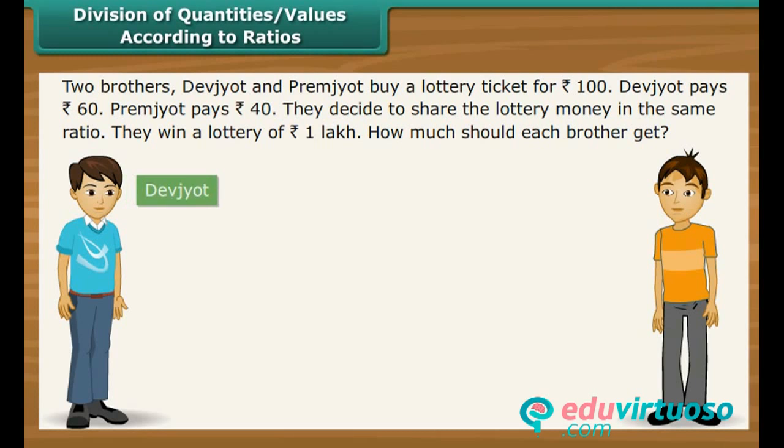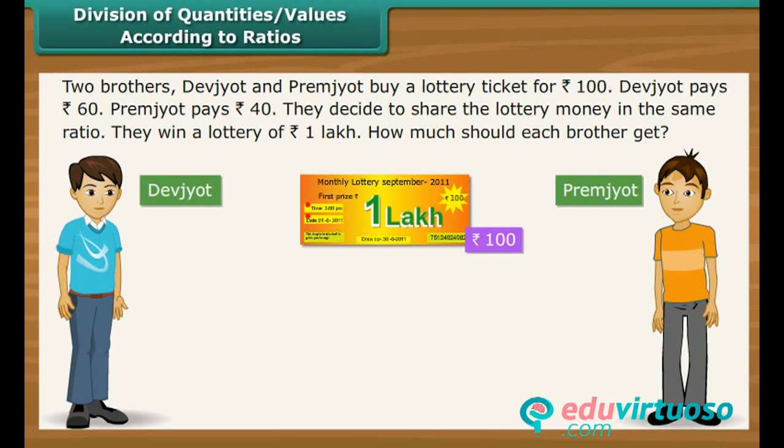Two brothers, Devjot and Premjot, buy a lottery ticket for ₹100. Devjot pays ₹60, Premjot pays ₹40. They decide to share the lottery money in the same ratio. They win a lottery of ₹1 lakh. How much should each brother get?